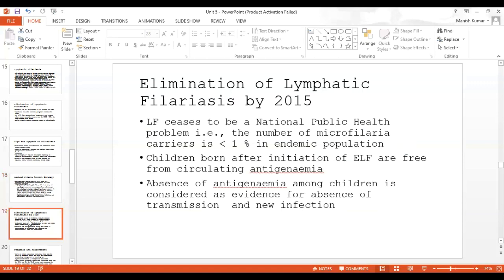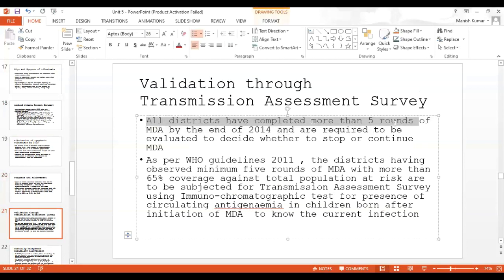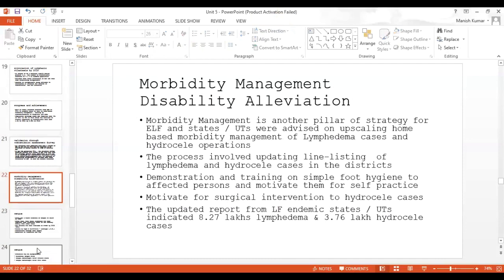And then government is okay. So this is transmission assessment survey. As I said, all the districts were supposed to be given 5 rounds of MDA, and this was completed by end of 2014. This was supposed to be reevaluated to decide whether to stop MDA or to continue giving MDA. I am not aware whether this survey has been done, but post survey I am yet to get any finding, and I can see they are still giving MDA, so that is still being continued.